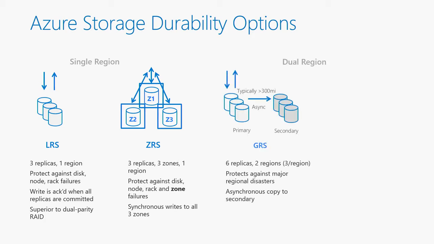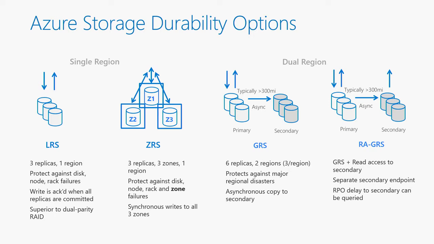And then we have dual region options like GRS, which is basically 2 LRS regions, typically over 300 miles apart. So you have your primary region and your secondary region. You have 3 replicas in your primary region, and then they're asynchronously copied to the secondary region 300 miles or greater apart. And RAGRS is basically GRS, but you have read access to your secondary endpoint.